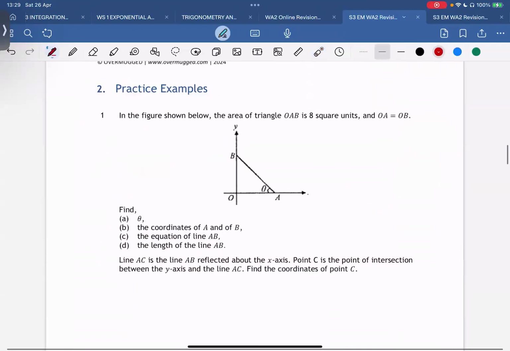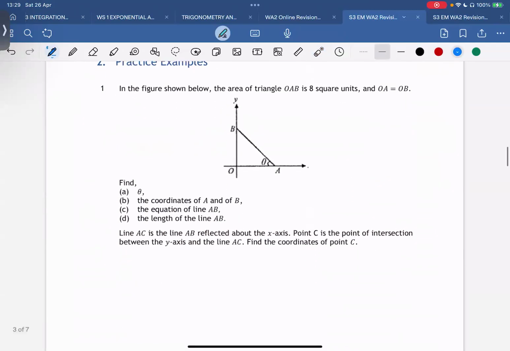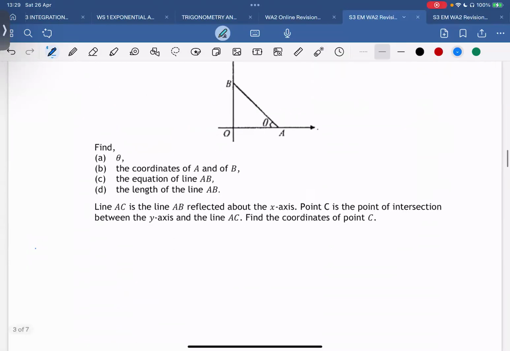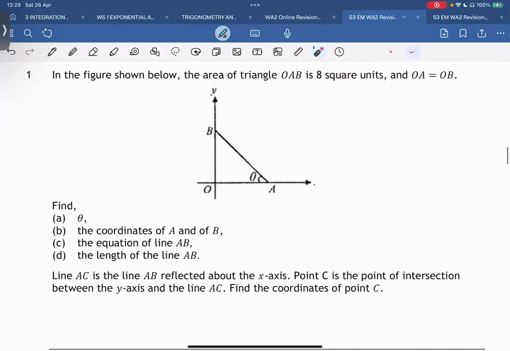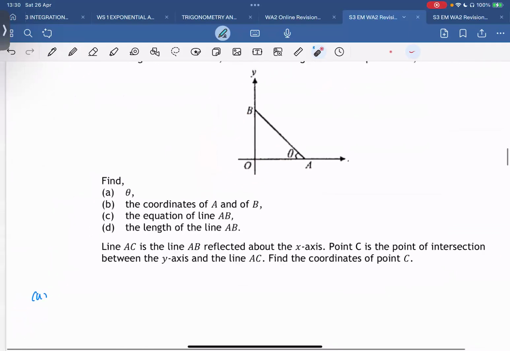Okay, now let's move on to question 1. So for question 1A, we want to find the value of theta. The question told us that the area is 8 units squared. And we also know that length OA is the same as OB.